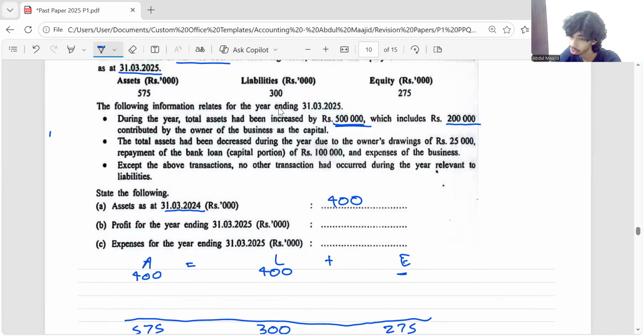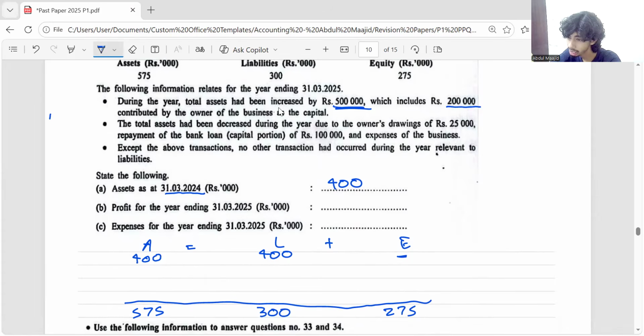business as capital. So during the year, totally the asset increased by 500. They are not saying total asset increased by 500. Asset increased by 500 because of owner's capital and some other reason increase. On the other hand, again, the asset decreased due to the owner's drawings, repayment of the loan of 100,000 and expenses of the business. Okay.